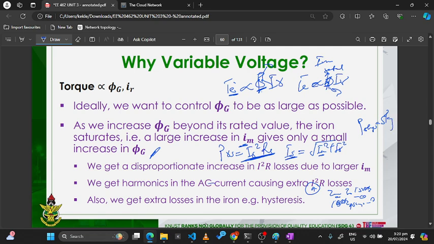So the harmonics that will be introduced into the system will also cause extra losses, and we also get extra losses in the iron. That's hysteresis, because hysteresis loss, I think, is proportional to the frequency, and eddy current is proportional to the square of the frequency. One of them, either I have interchanged it, but one of them is proportional to the frequency. The other one is proportional to the square of the frequency. Is that okay? So if you get harmonics, that means your iron losses are increasing, your copper losses are also increasing.